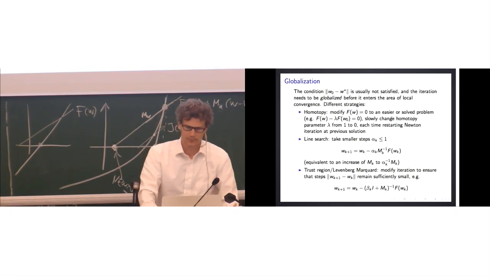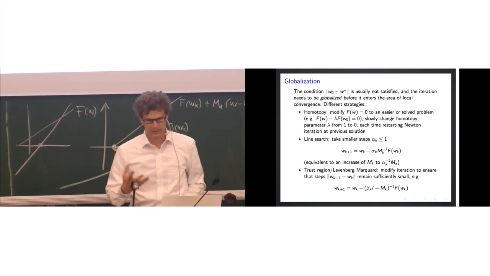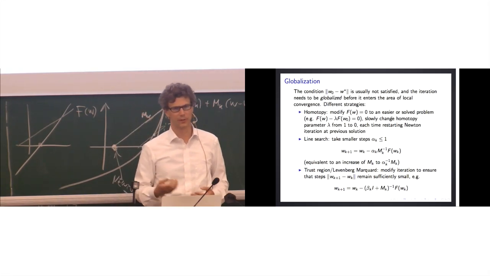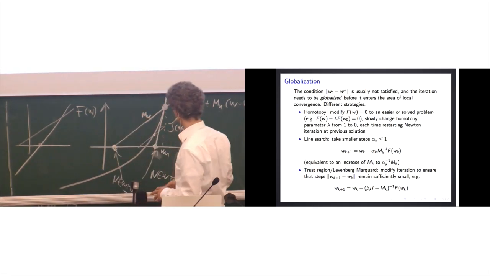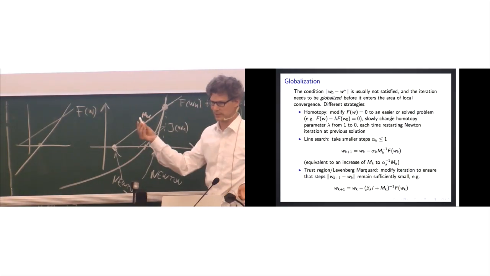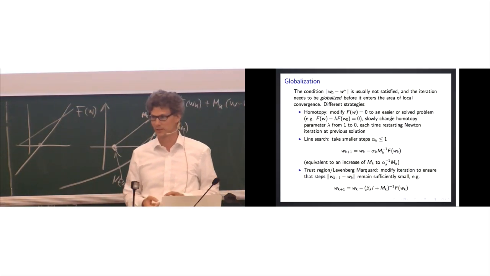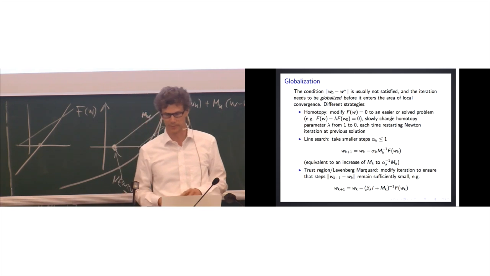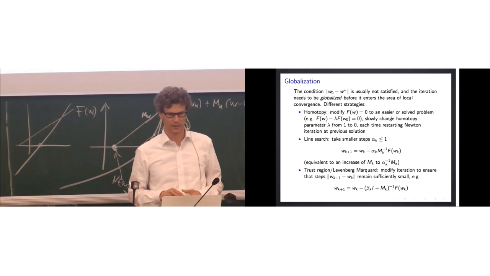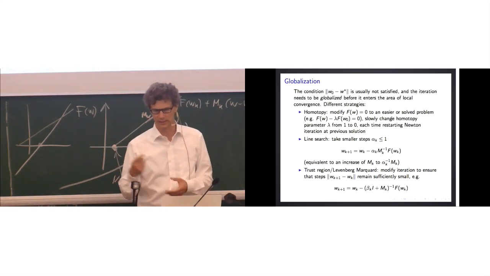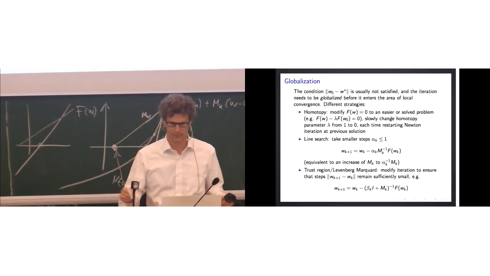So there's one practical problem with this. When you start a Newton type iteration, you don't know where the solution is, right? If we knew where it is, we wouldn't start it anyway. So usually when you start, you don't know if you are close or far away from the solution. And so what we need to do is what is called globalization. So you need to make sure that your Newton's method converges globally, independent of where you start.